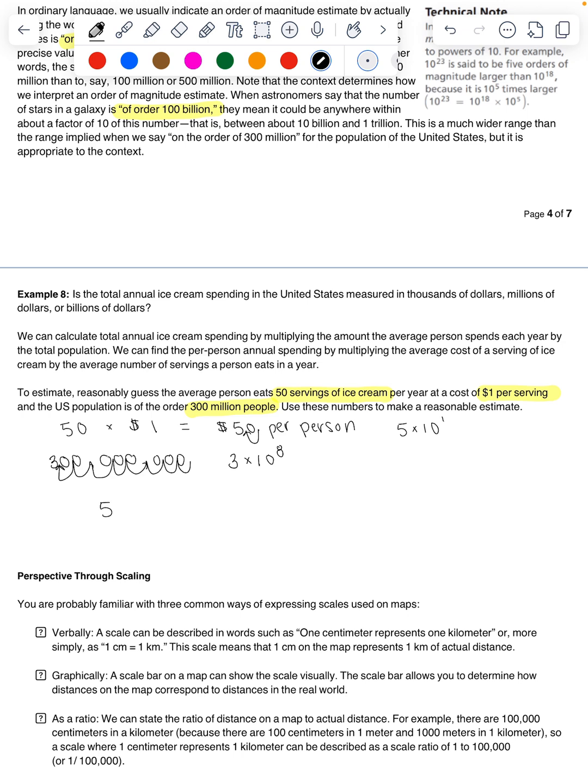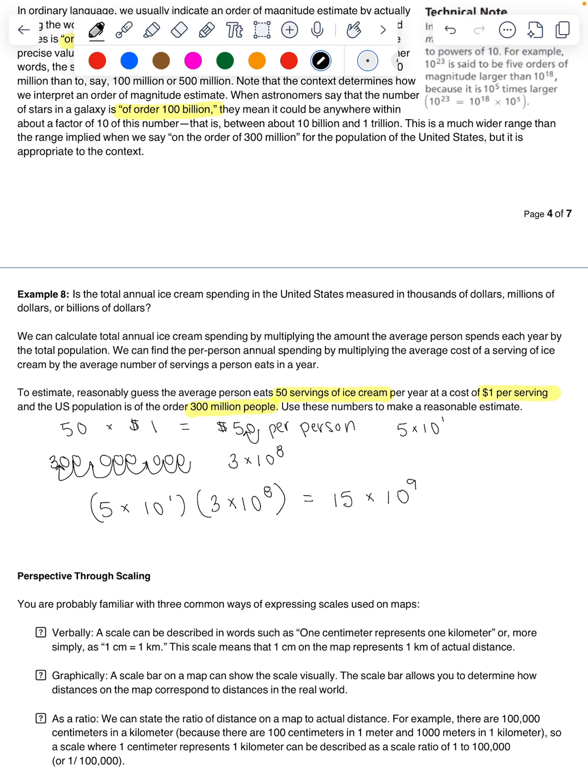So 5 times 10 to the first power times 3 times 10 to the 8th power would give us 5 times 3 is 15 times 10 to the first times 10 to the 8th. We're going to add those exponents. So 8 plus 1 is 9.